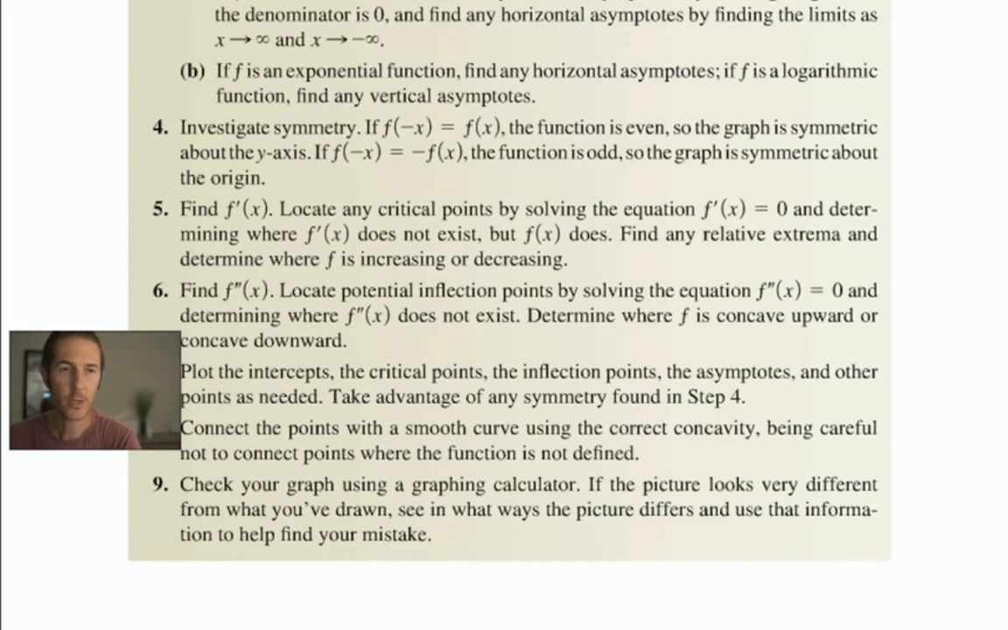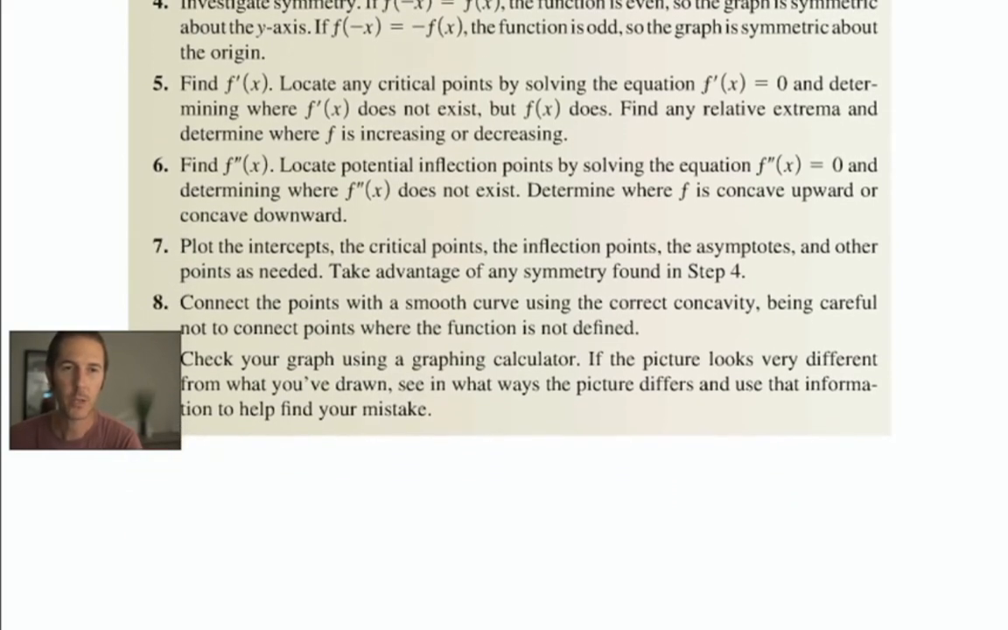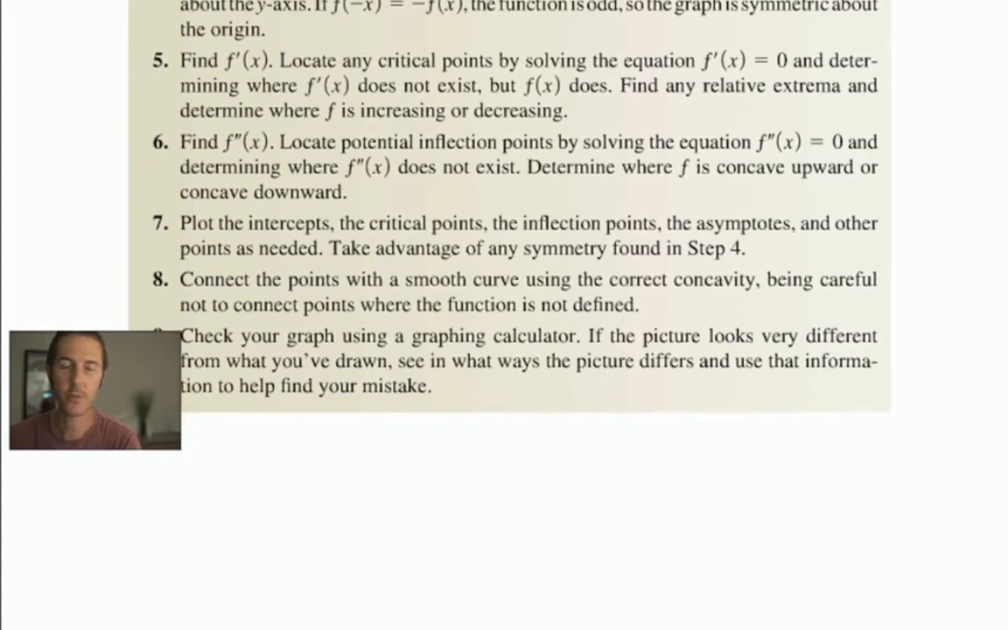Number 6 reminds us that we can look at the second derivative and locate some potential inflection points, which is where our concavity is changing. You can locate those by taking your second derivative and setting it equal to 0. If your second derivative does not exist for some x values, if it's undefined for some x values, then you may have an inflection point there also. You might want to test the concavity to the left and to the right of those points in order to make sure that you're looking at a successful inflection point where you're changing concavity.